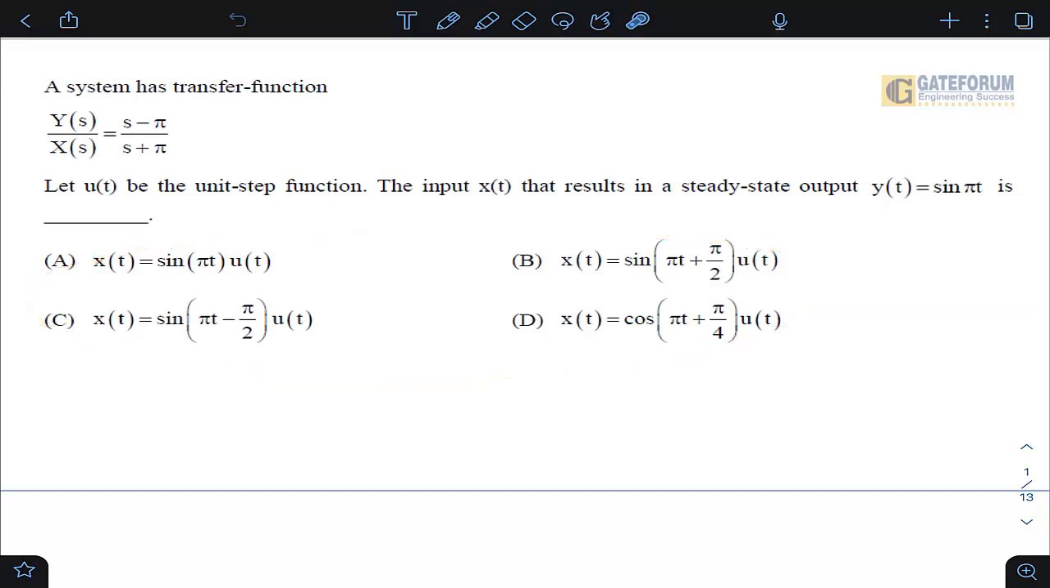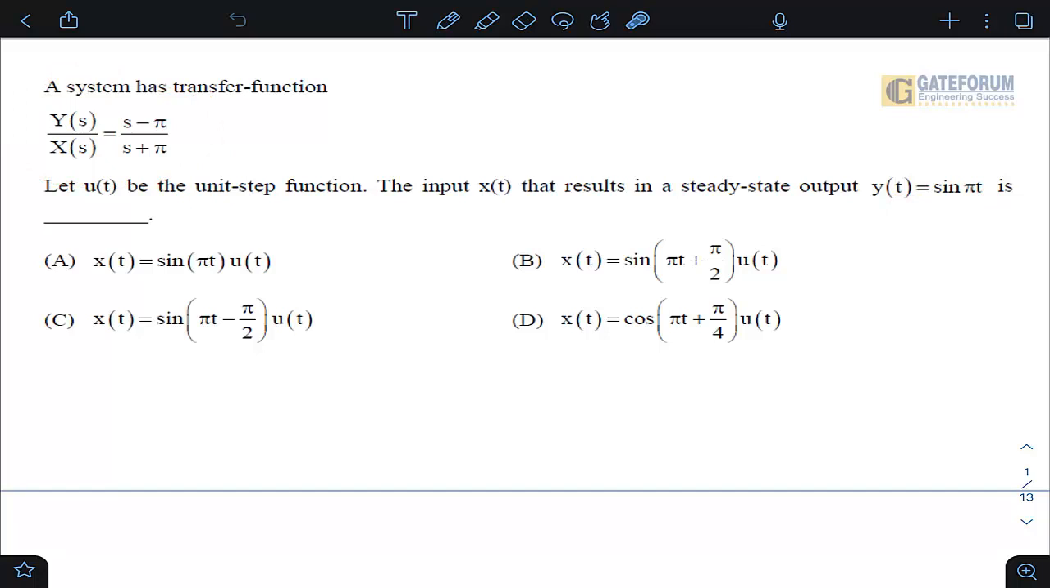This is a very general model question, students. We have a sinusoidal output here. The only difference between the previous questions and this question is that in all previous questions, the transfer function and input used to be given, and we used to find the output. But in this case, the transfer function and output are given, and we are supposed to find the corresponding input. So not a big deal.